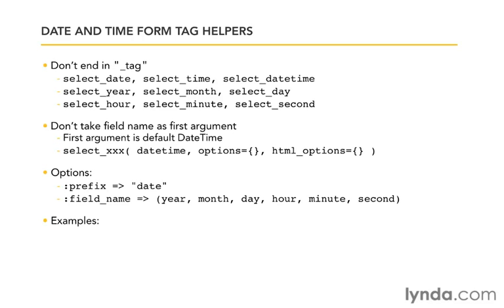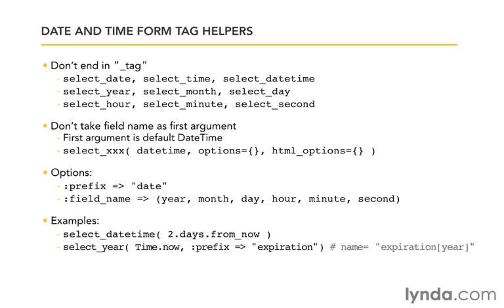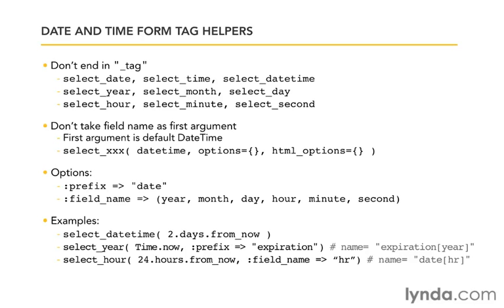Let's take a look at a couple of examples just to make sure it's clear. So you could have select_datetime 2.days.from_now, and that would give you the datetime select option tags pre-populated with a date 2 days from now. Select_year would give us just the year using Time.now, and the prefix could be expiration. So that would turn out to be expiration_year in the form name and in the parameters that were submitted. Normally, instead of expiration, it would just be called date. And then we could have select_hour, 24.hours.from_now. Field name, I could just call it HR, in which case it would substitute the second part of that. It would be date, and then what's in the brackets would be HR.